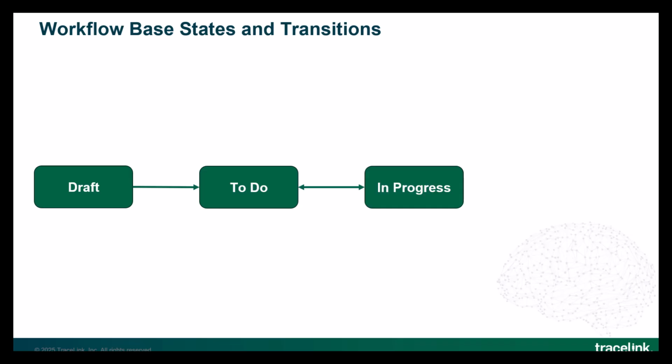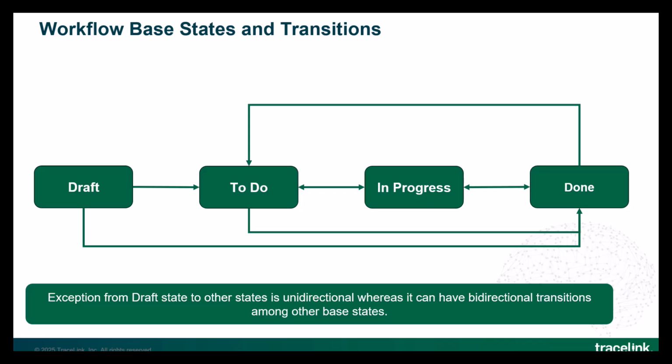In progress represents that the exception is actively being worked on. This is typically the stage where communication and file sharing with external partners occurs to facilitate resolution. Done. The final resolved state of the exception. This state is used when the issue has been successfully closed, corrected, or determined to be invalid. Just note that transition from the draft state to other states is unidirectional, meaning the exception can't be sent back to draft state once it's transitioned to another state, whereas it can have bidirectional transitions among other base states.